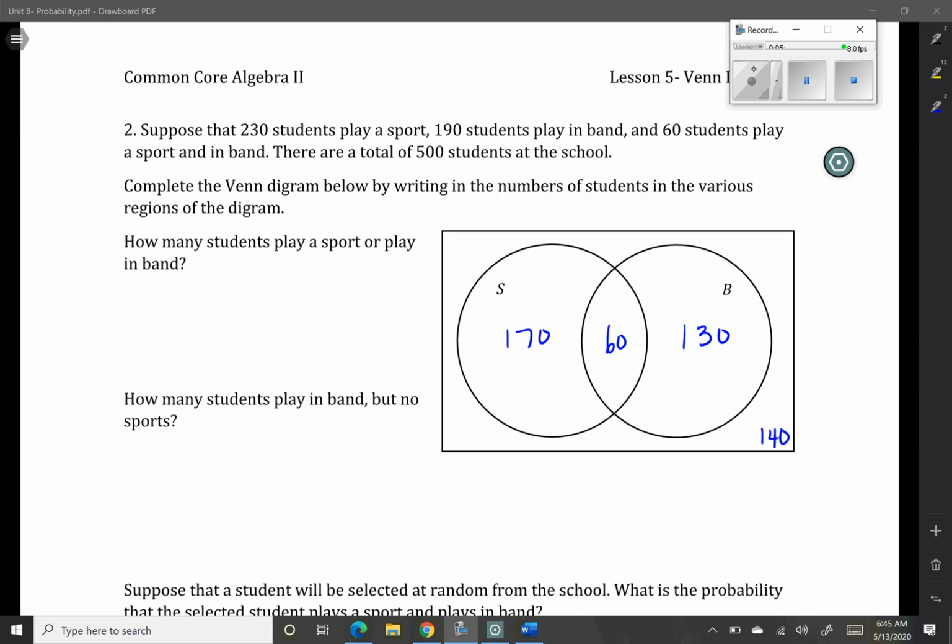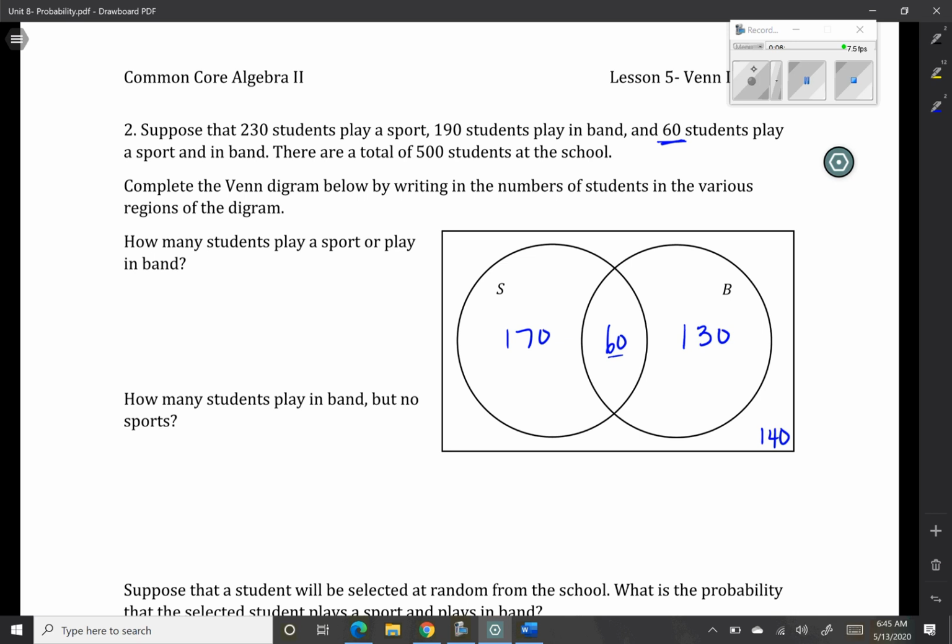Okay, so if we did this correctly, these should be our four numbers. If you have your numbers wrong, you probably didn't take into consideration that this 60 students is being shared by both band and sports players. So since there's 230 sports players, but 60 of them are in this circle already, we wind up getting 170 there. We're just subtracting 230 minus 60. The thing I always say about Venn diagrams is start with the most specific number that you have and then work towards the outside.